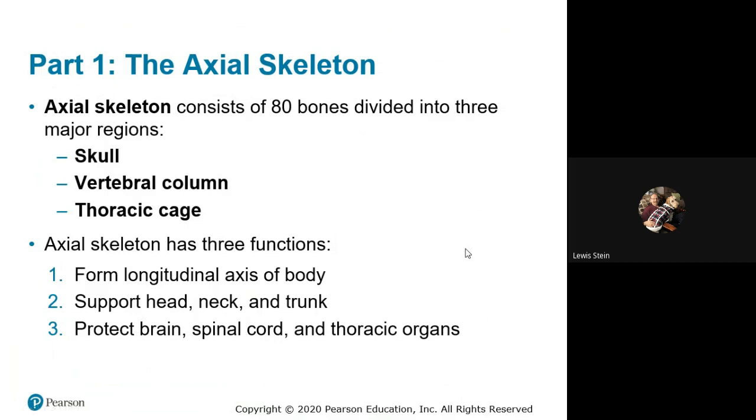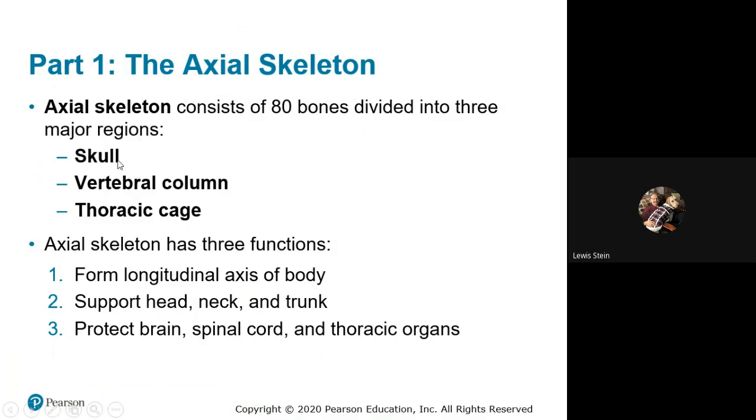So we start with the axial skeleton. There's approximately 206 bones. You don't have to remember the number. And most of them are paired anyway. So you have 100 on the right and 100 on the left for the most part. Not exactly, but pretty close to it.